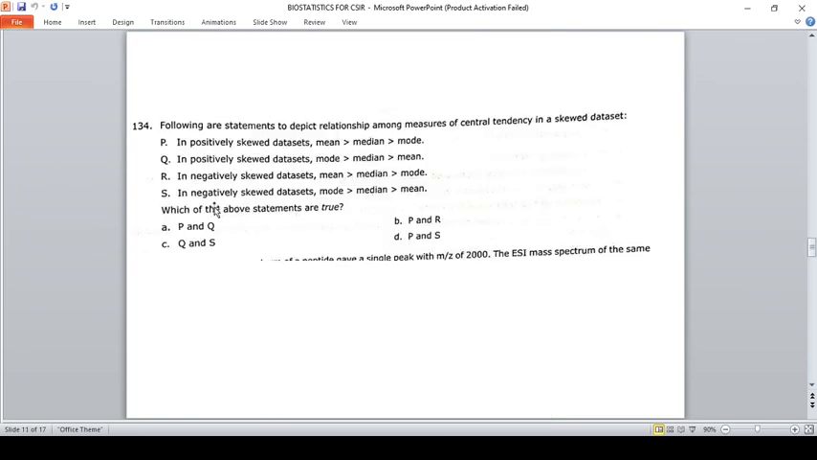This is a simple question asked following a statement to decipher the relationship between the measures of central tendency in a skewed data set. In a positively skewed data set, the mean will be greater, so P is correct. In a negatively skewed distribution, the mode will be greater, so S is correct. So P and S are the correct answer.